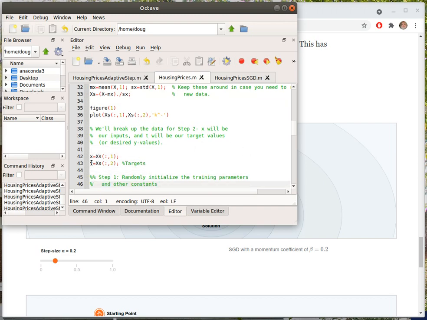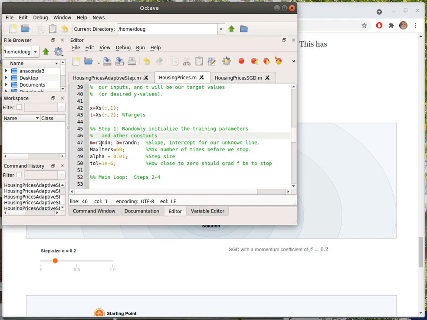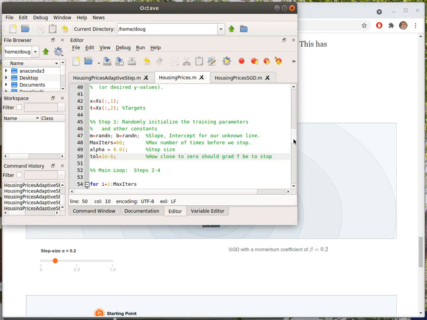So down here I'm using X for the domain and T for the range. I'm using T because it's short for targets in this case, so think of X as our domain and T as our target. M and B are our unknown parameters that we're trying to find. And then maximum number of iterations, just to make sure we don't get into an infinite loop. Alpha is our step size, which we're just fixing to be 0.01 for now. And the tolerance is going to be 10 to the negative 6 power, and that's how close to zero the gradient should be before we stop. Okay, so that's just setting up some of the parameters.